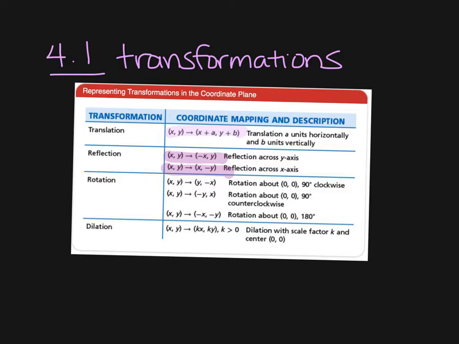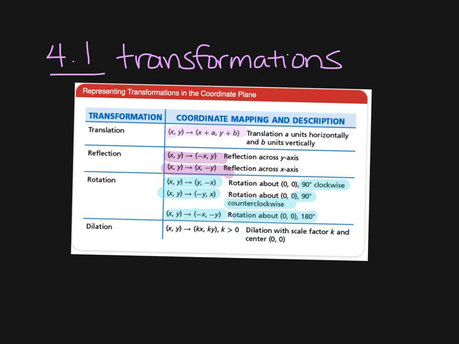And then we had rotation. So the first two rotations, the X and the Y literally switch positions. The first one, they switch, but the X gets the negative, and that is a rotation 90 degrees clockwise. The second one, they switch, but the Y gets the negative. That's a rotation 90 degrees counterclockwise. And then the last one, they stay in their space, but they both get a change of sign. So that's where it's different from reflection. And this is a rotation of 180 degrees.